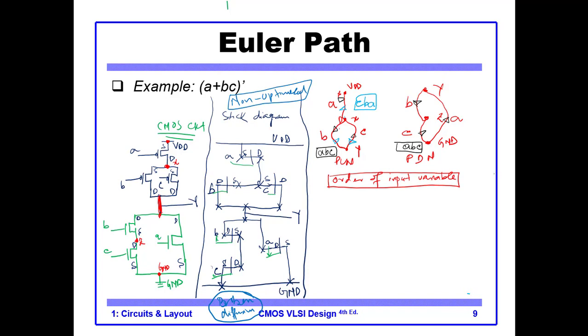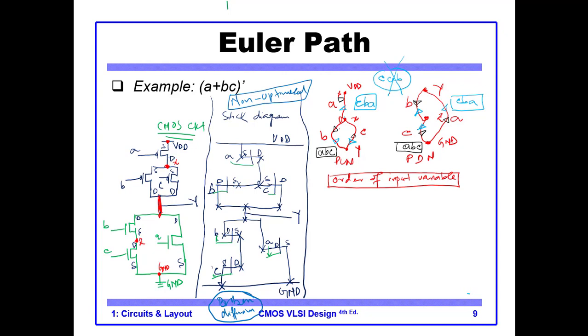Let me see if I can do the same in the pull down network. So I start with C, and from C I go to B, and from B I go to A. So I visited all the nodes and no edge is repeated. So this is also an okay solution. Both these solutions are okay. Remember the solution that we tried, C, A, B, that was not okay because the edge A was repeated.